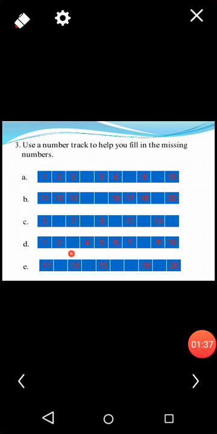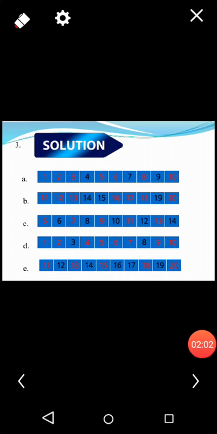1, 2, 3, 4, 5, 6, 7. Yes, you are right. 8, 9, 10, 11, 12, 13, 14, 15. What comes after 15? 16, 17, 18, 19, 20. This is the complete solution of the previous slide. Match the solution.